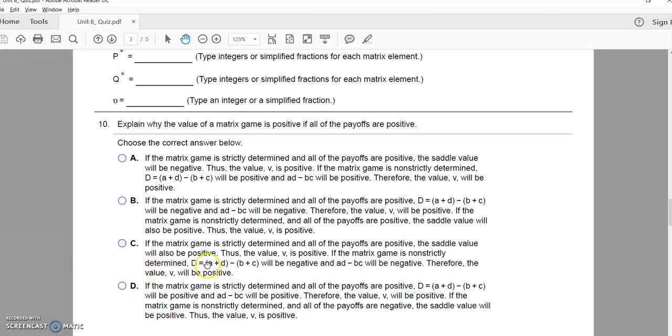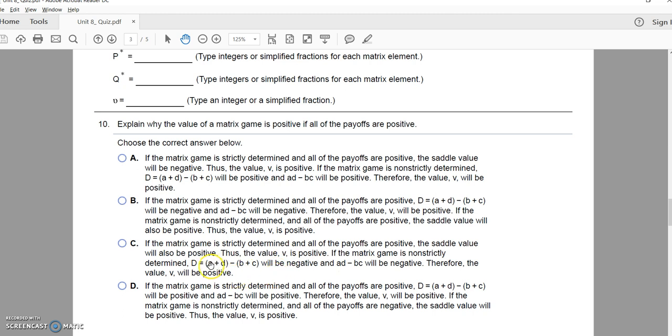That's when we look at that capital D, A plus D minus B plus C, and then divide that by the entry AD minus BC. So when all of these entries are positive, we don't know for sure if this is going to be negative, but if this is positive, meaning A plus D is larger than B plus C, then A times D will also be larger than B times C. So both of these entries will be positive. So when you divide them to figure out V, you'll get positive.